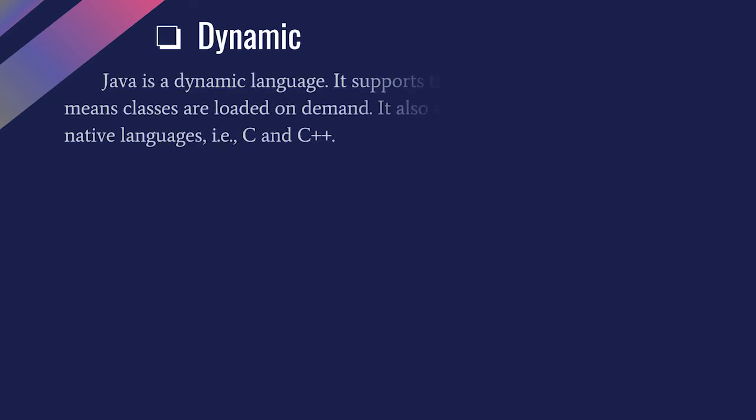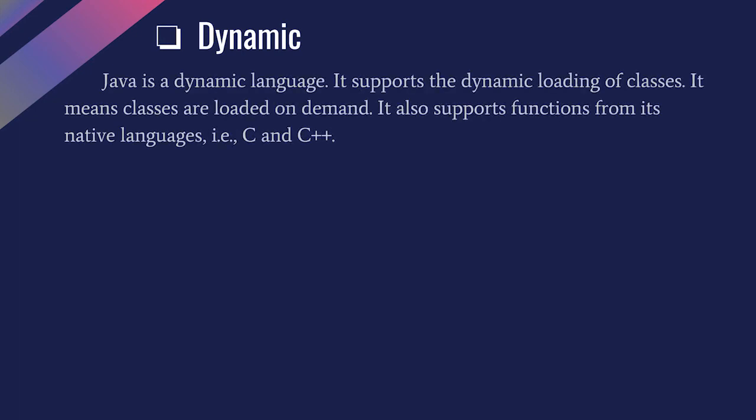Dynamic. Java is a dynamic language. It supports the dynamic loading of classes. It means classes are loaded on demand. It also supports functions from its native languages. Example C and C++.